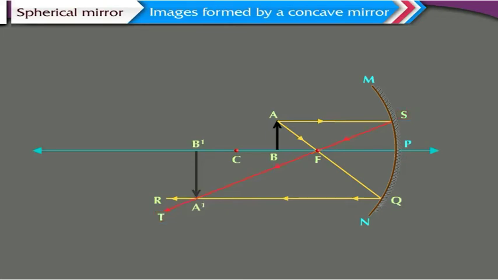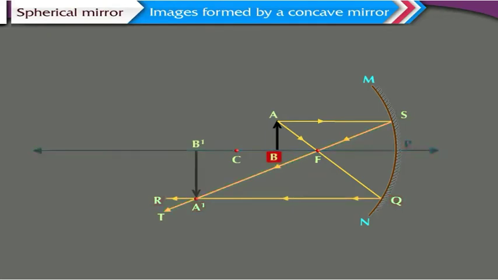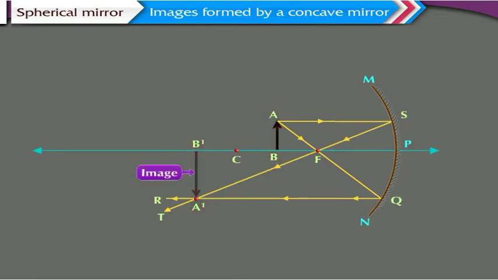It cuts the reflected ray QR at point A1. The point B is situated on the principal axis, and so its image will also be on the axis and will be directly above A1. Thus, the image of B is at B1. The images of points between A and B will be formed between points A1 and B1. Thus, the image of object AB is A1B1.